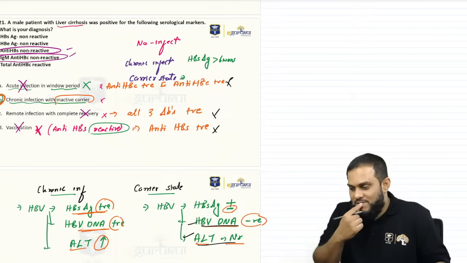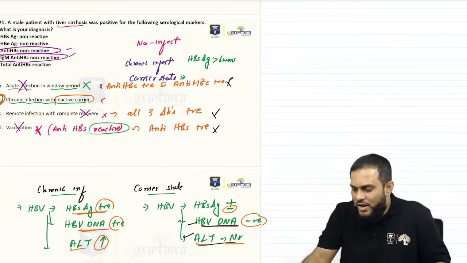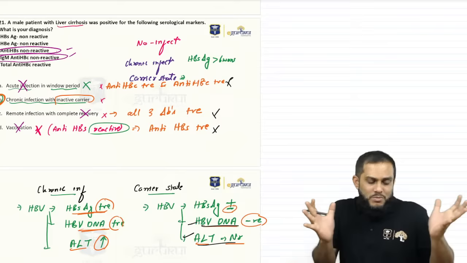Sir, with your flowchart only, I got the answer. Thank you. Sir, I only marked chronic carrier by exclusion, right? In recovery all antibodies should be positive, right? Right. If you feel any other option is correct, give me the reason. I can give you, sir.